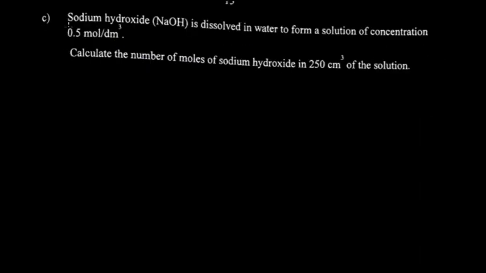So let's continue with our part C. It says sodium hydroxide, so this is the formula. It is dissolved in water to form a solution of concentration thus. If you're doing chemistry, dm cubed is simply liter. So it simply means 0.5 moles per dm cubed, so per liter, so it'd be molarity. There's no difference. And then calculate the number of moles of sodium hydroxide in the solution.